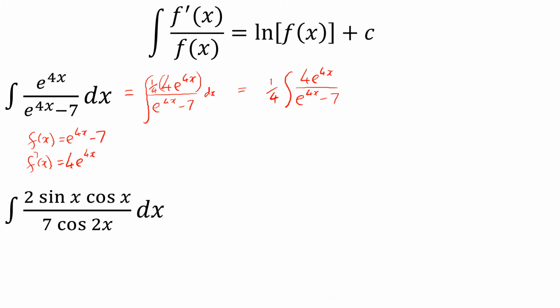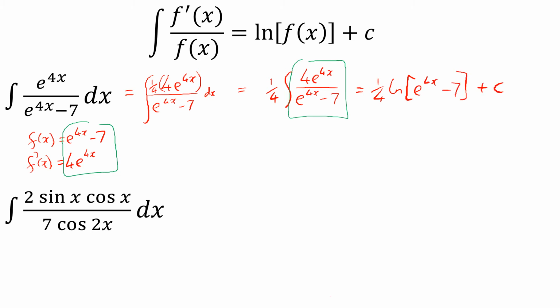And now the important thing is that this is our f dash x over f(x), because those are the values that we found right at the start. So we can go to our answer being a quarter of ln of the bottom of the fraction, e to the 4x minus 7, and then plus c. So if it's not quite the same, you kind of have to fiddle around with the numbers to make the top of the fraction be the differential of the bottom. So here's another example. I've got 7 cos 2x. I've got 2 sin x cos x on the top.